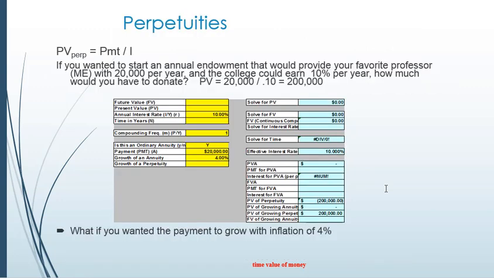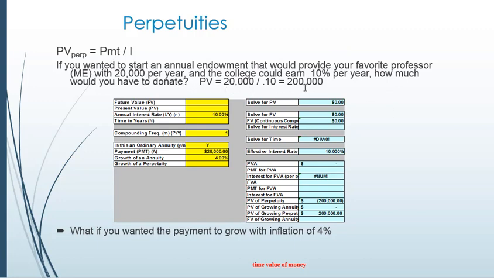A special kind of annuity is something called a perpetuity. A perpetuity is just a cash flow. It's an equal cash flow that lasts forever. It has an infinite lifespan. So you want to start an endowment that's going to give your favorite professor, I'm assuming that's me, $20,000 a year, and I'm going to get that forever. The college can earn 10% per year. How much would you have to donate?